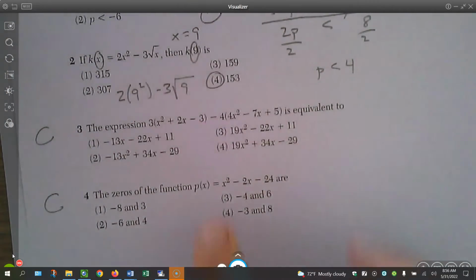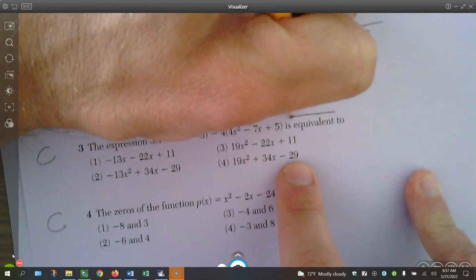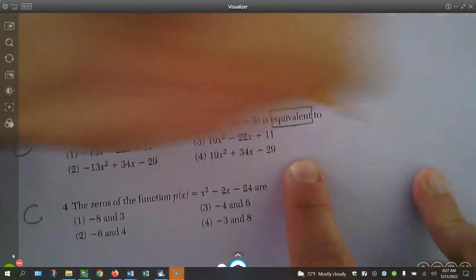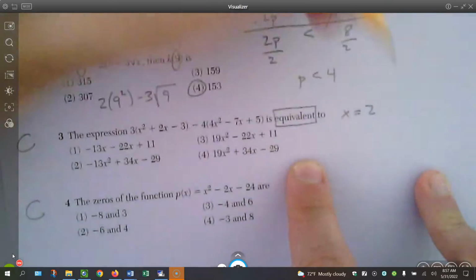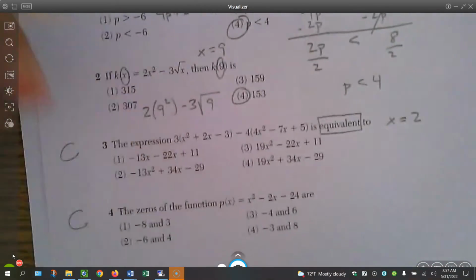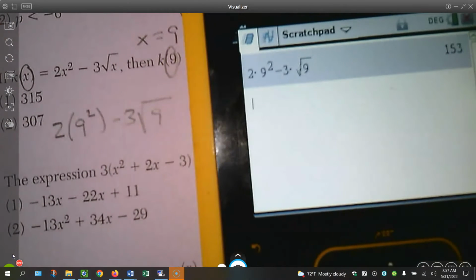Okay. Number 3, I put a C out here. This is a calculator question. They want to know what this is equivalent to. So remember, we're going to pick a magic number for x. In this case, x is equal to 2. So wherever there's an x, we're going to substitute in a 2.